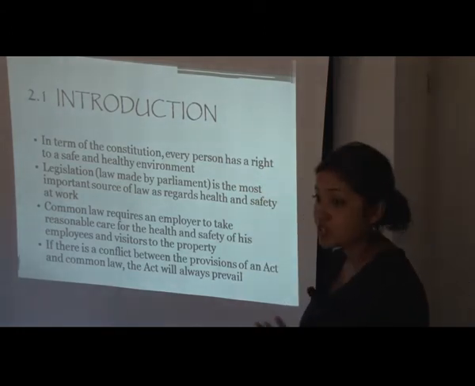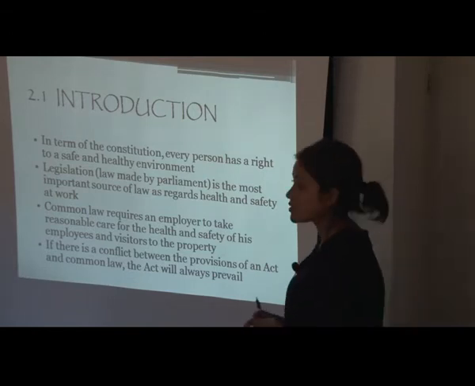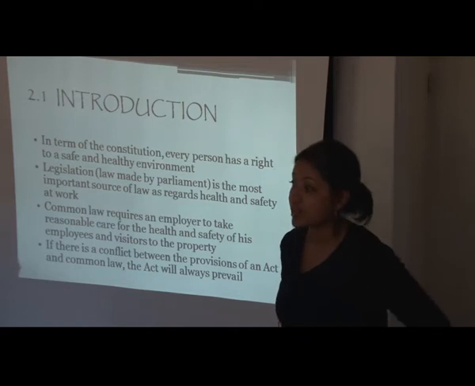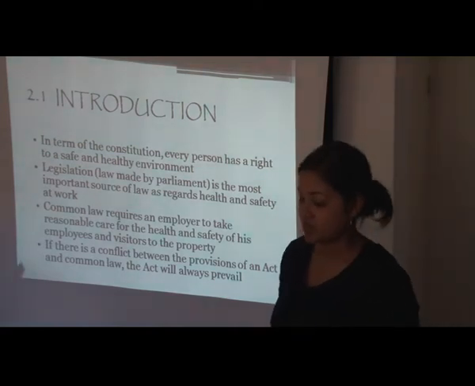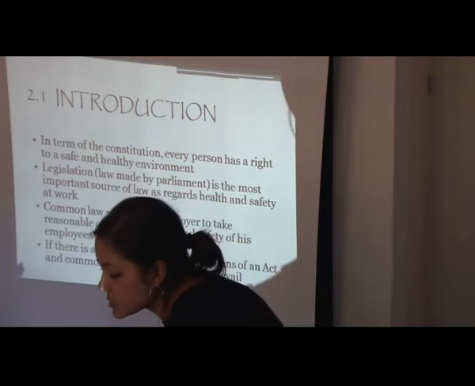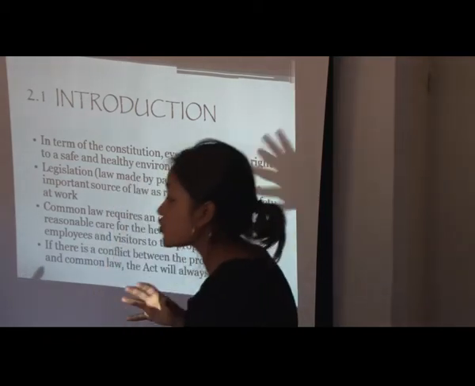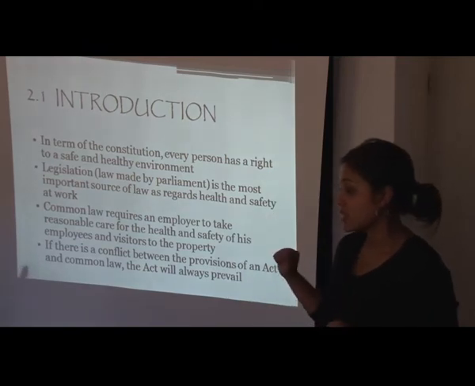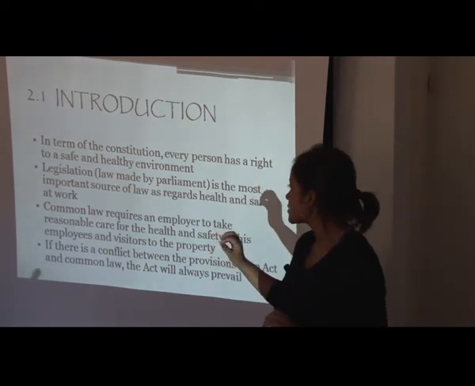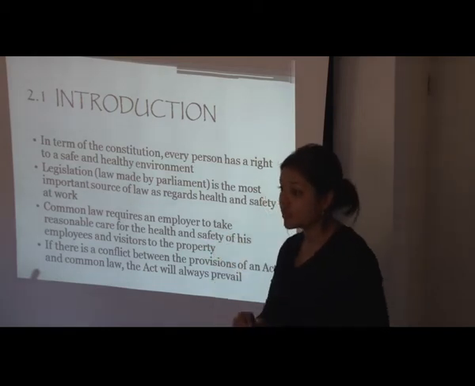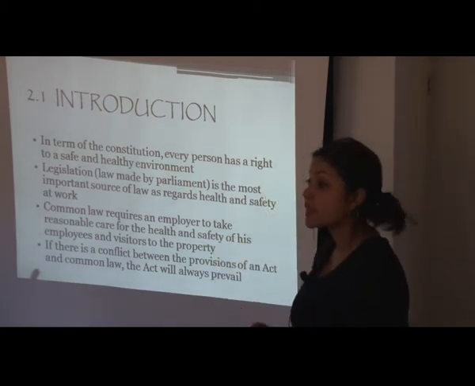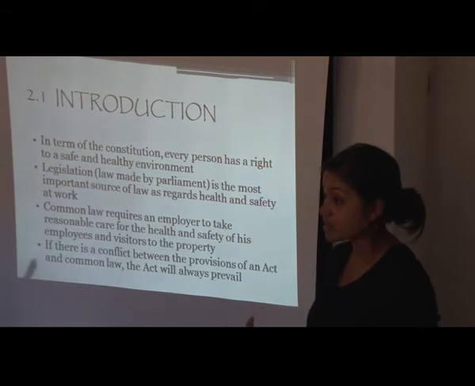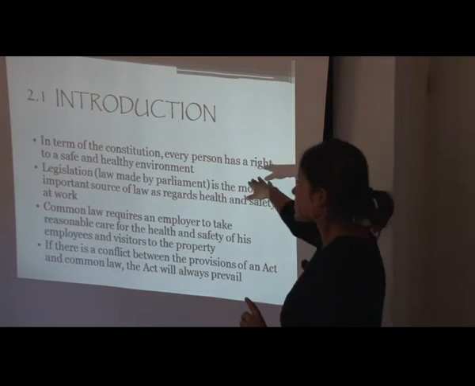So, first let me give you some introduction to it, right? In terms of the Constitution, every person has a right to a safe and healthy environment, right? So now we already know that the property manager has responsibilities. You can already assume that the person entering your building has a right to be safe in our buildings. Let's actually start there. Environment. So I'm the property manager. I've got a building. Safety. Whoever enters my building will now have a right to a healthy and safe environment.